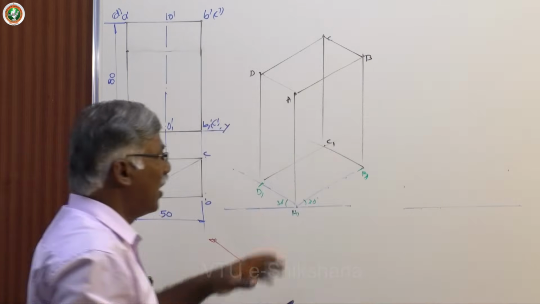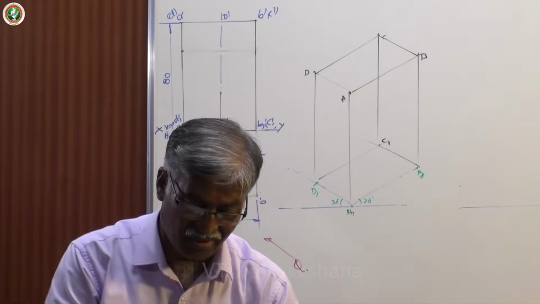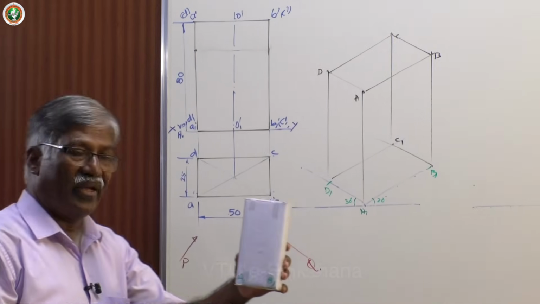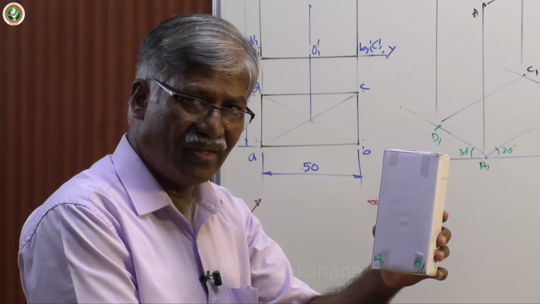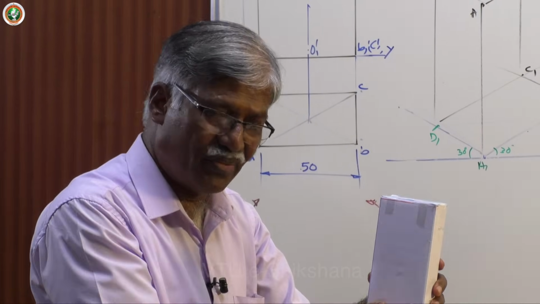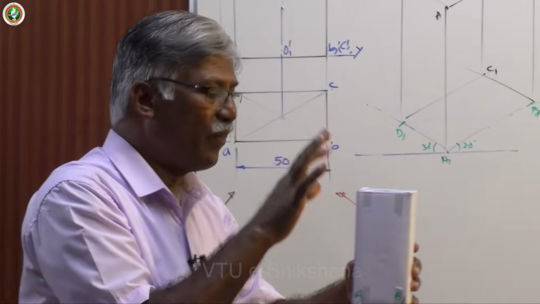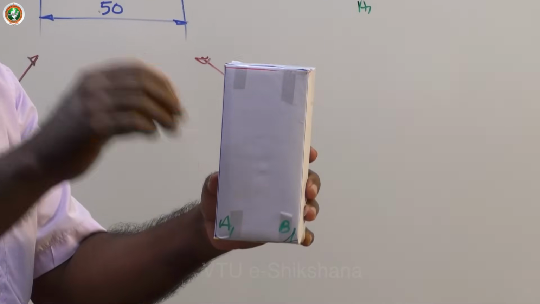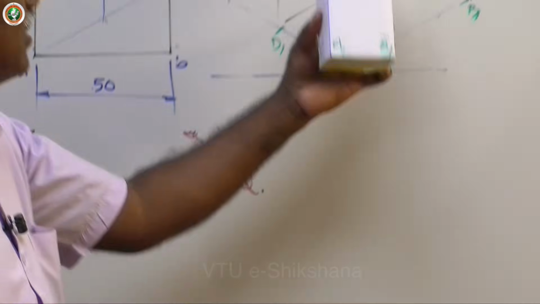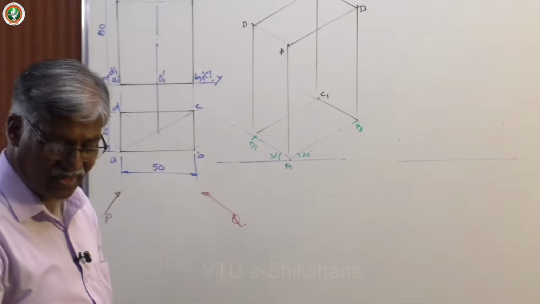Okay. I have drawn light lines all the time. Repeat: all edges parallel to HP or on HP, perpendicular to VP, parallel to VP, are all on 30 degree lines, and vertical lines remain as vertical. I got this figure as the isometric view.